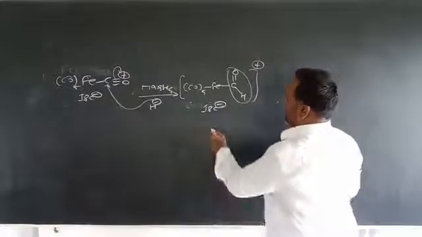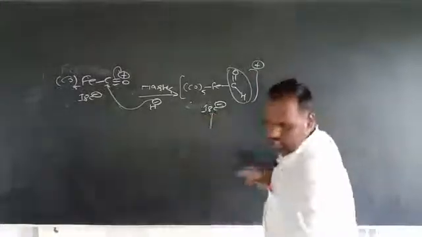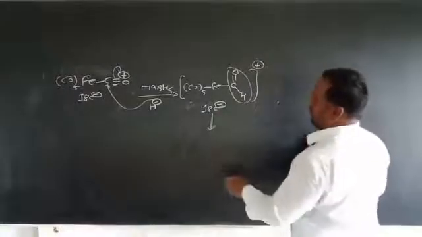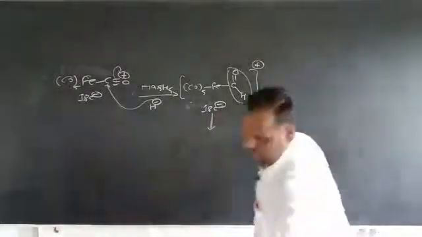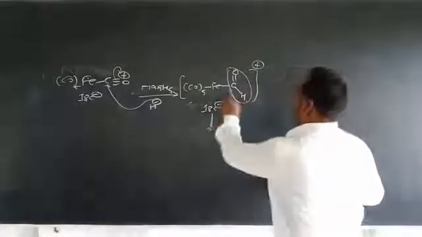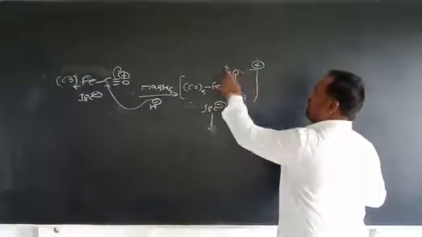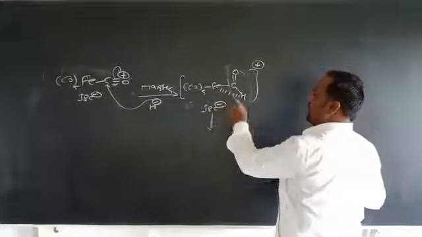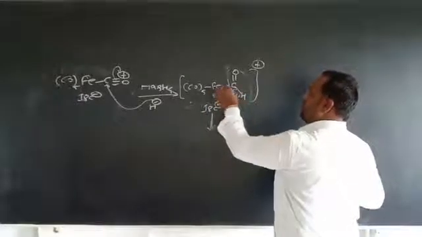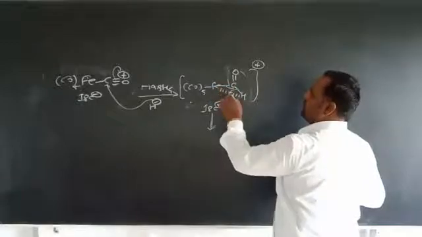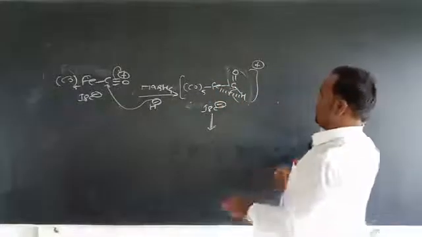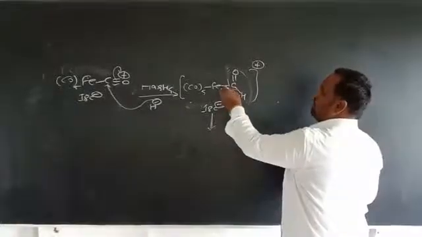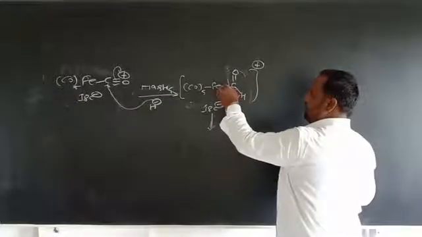So in this, the intermediate which is formed also shows the agostic interaction. So this metal atom will show agostic interaction with this hydrogen, and this bond will form and this bond will break. So if we see, in this case also the new bond is formed and this bond will break.